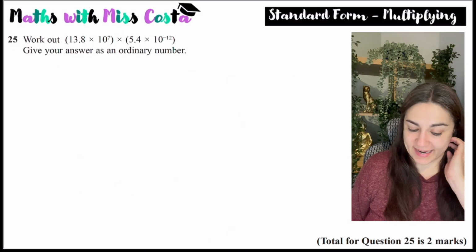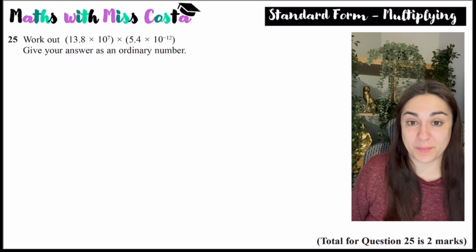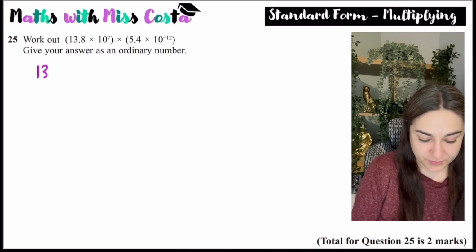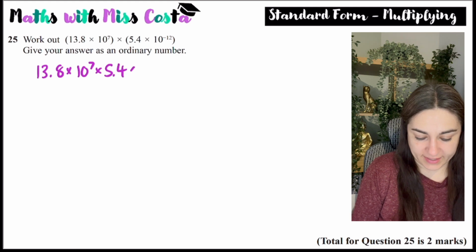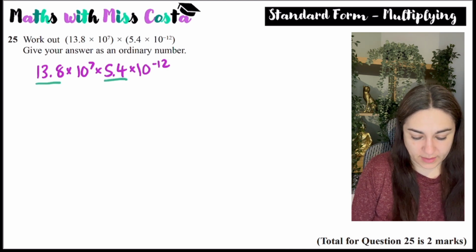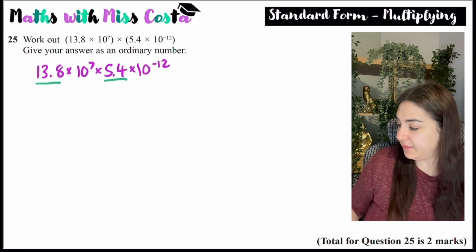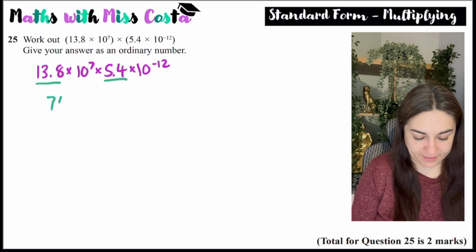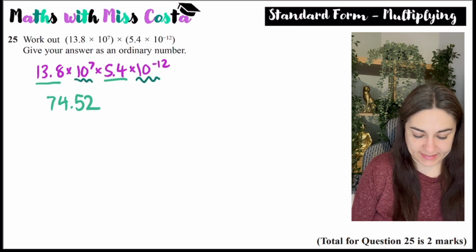Okay, next I've got a standard form question. So remember, you are allowed to use your calculator for this, so that makes it a lot easier. So I can just write this out like this and ignore the brackets for now because everything is being multiplied. So what I want to do is multiply these two numbers. So 13.8 times by 5.4 gives me 74.52. And then I can use the laws of indices for this.